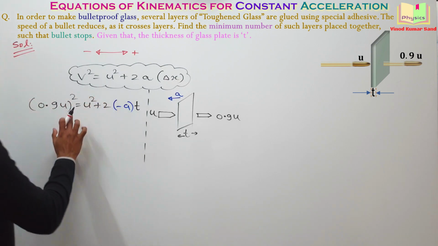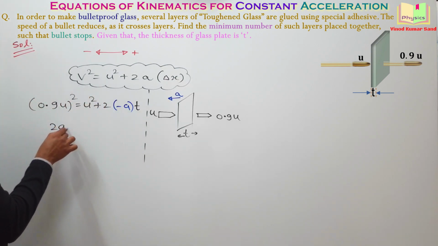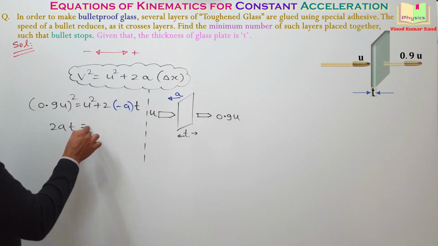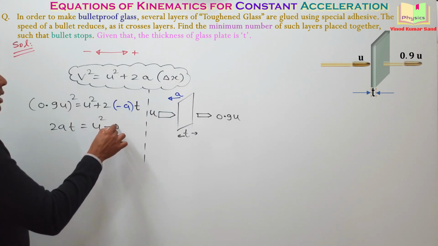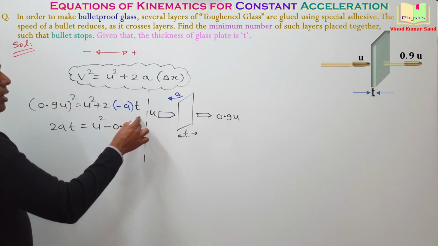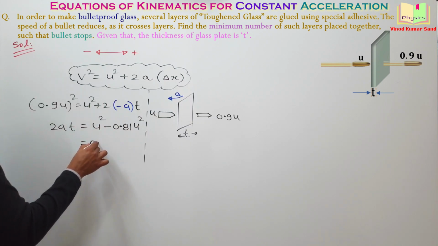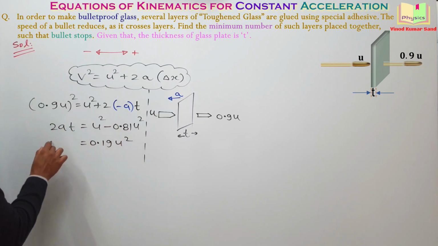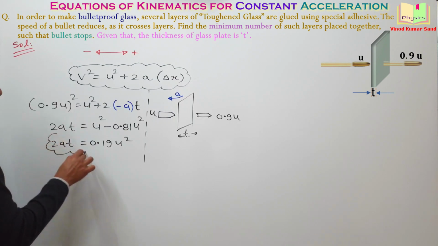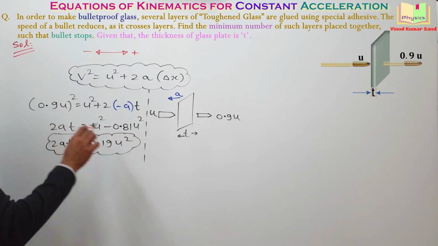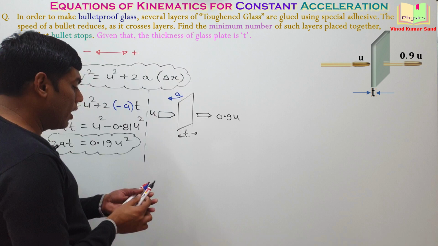From this calculation, you can obtain the value of 2at. 2at will come out to be u square minus 0.81 u square. Simplify it. Then it will be 0.19 of u square. Keep it. We'll require it in the next part of the calculation.